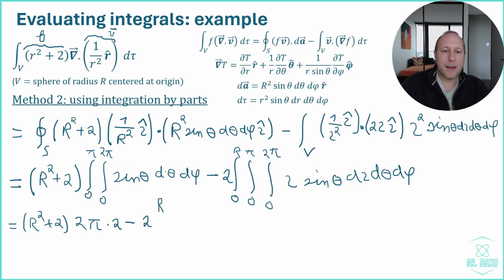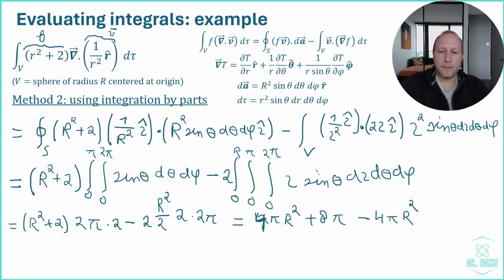At the boundaries is capital R squared divided by 2, times the sine integral gives us another 2, and the phi integral gives us 2 pi. And so we find 2 pi times r squared, sorry, that's 4 pi times r squared, plus 8 pi minus 4 pi times r squared, which is the same 8 pi we found on the previous slide. But this is a much more involved, much more complicated calculation to get the same result. And so that shows some of the power of using delta functions to calculate integrals.